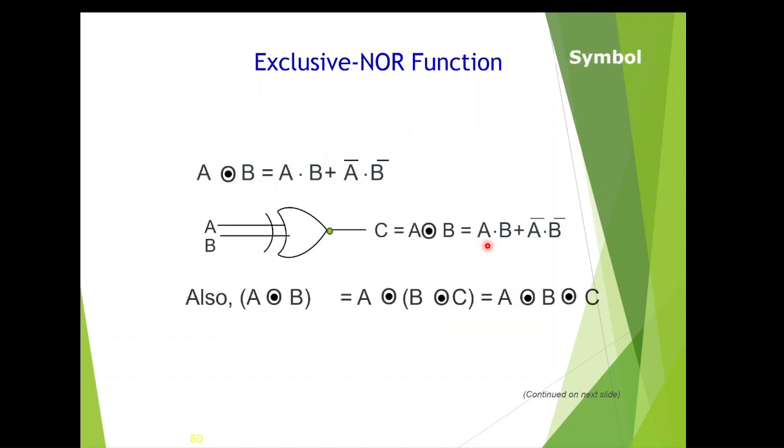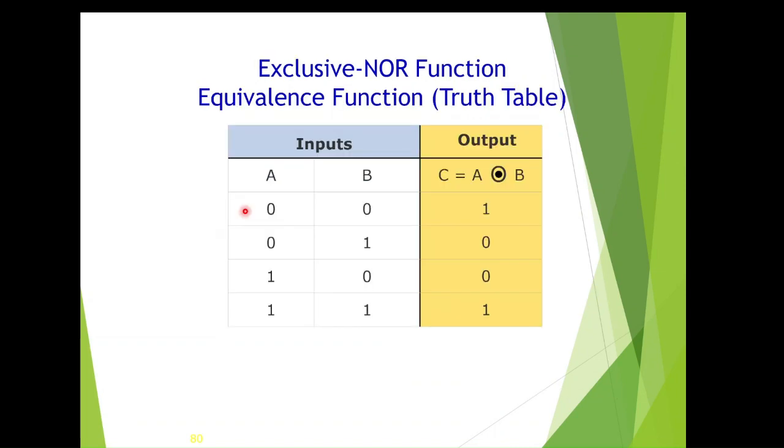Next set of gates are exclusive NOR gates. For the XNOR gate, the boolean expression is A dot B plus A bar dot B bar. Here the symbol is the XOR gate symbol with a bubble on the output side. So this is exclusive NOR, that is XOR with the complement. The truth table of the exclusive NOR gate is given below. Here as you see, when both inputs are 0 and when both inputs are 1, your output is 1. Means if both inputs are equal, the output is 1. When both are different, the output is 0.